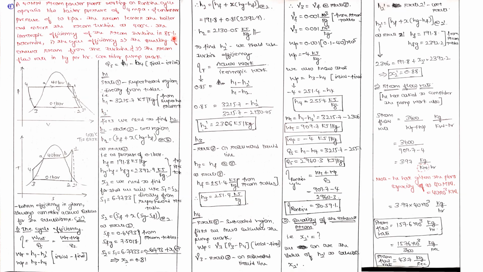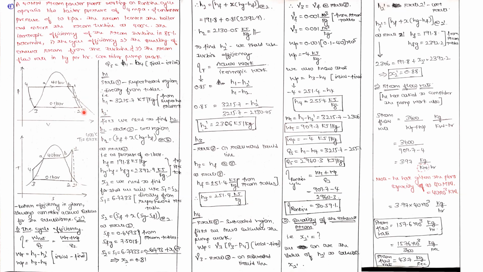Next, determine. So what you have to determine: the cycle efficiency, the quality of the exhaust steam from the turbine. That means X2 dash. Now it is X2 dash, not X2. You have to find out X2 dash, and the steam flow rate in kg per hour. Consider the pump work. So he has specified that while calculating the steam flow rate, you have to consider the pump work. So the PV and the TS diagram will be same, just the additional factor is that you are indicating the isentropic efficiency. So it will deviate, it will not go from 1 to 2, which is ideal. It will deviate a little bit to meet at 2 dash.